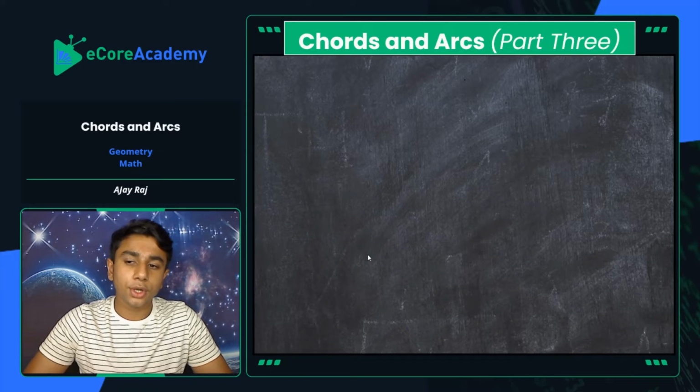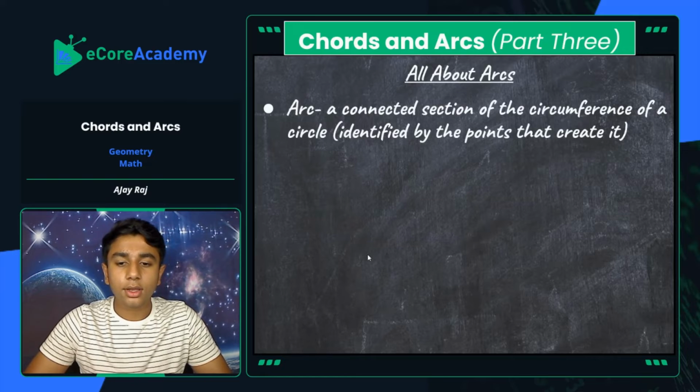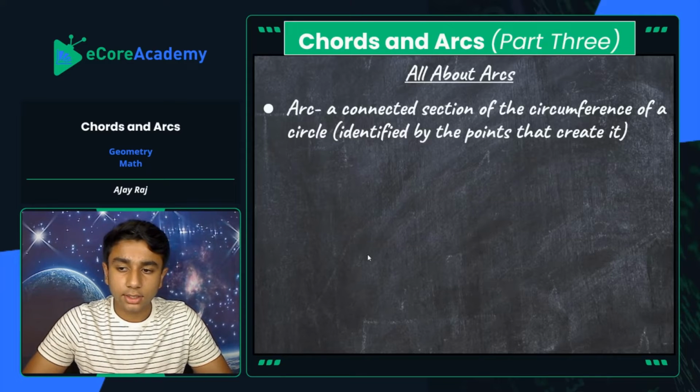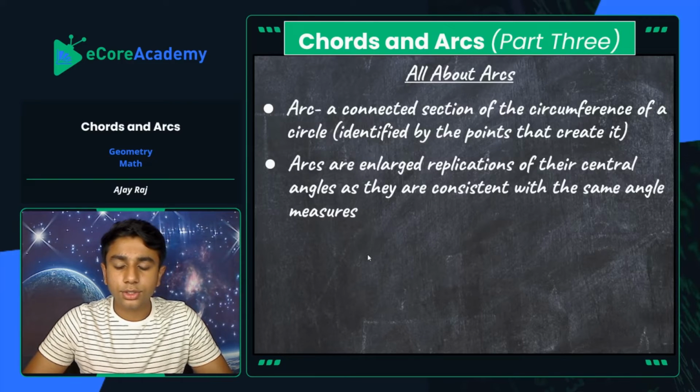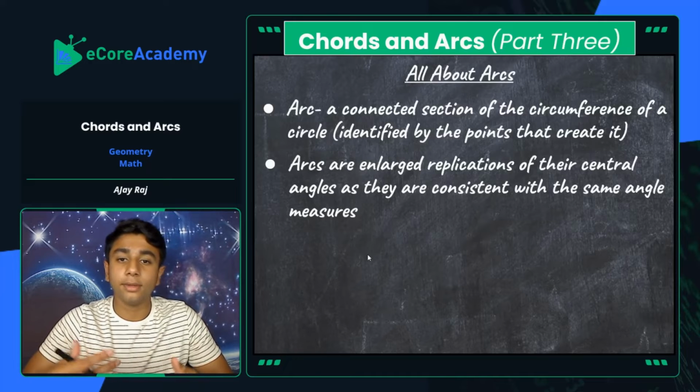Now let's move on to chords and arcs part 3, and let's look at arcs now. So all about arcs. The definition of an arc is a connected section of the circumference of a circle identified by the points that create it. Arcs are enlarged replications of their central angles, as they are consistent with the same angle measures. So an arc is basically something that's identified by angle measures, but in degrees.